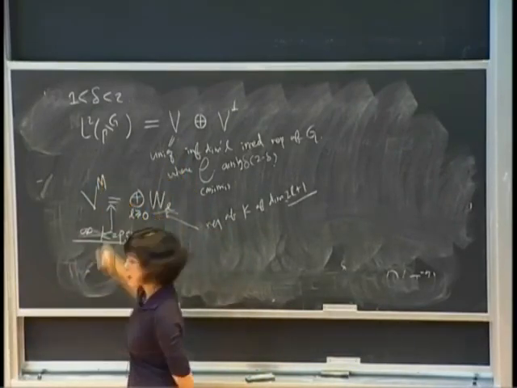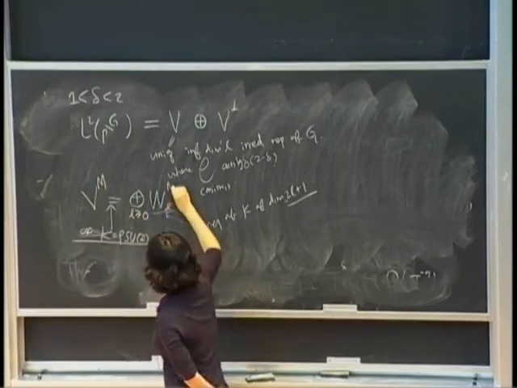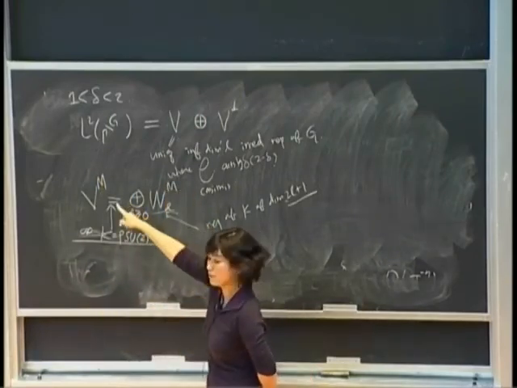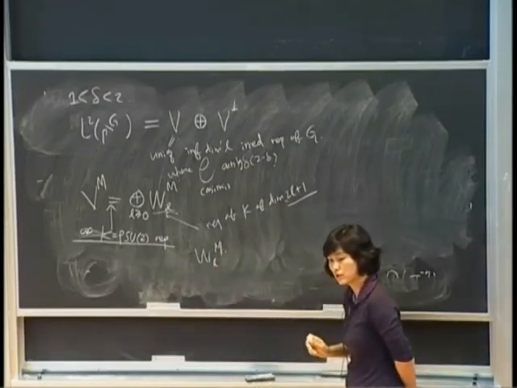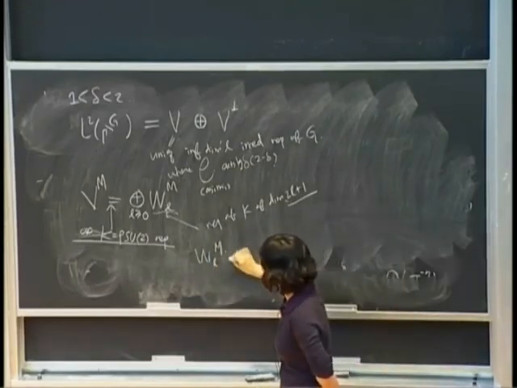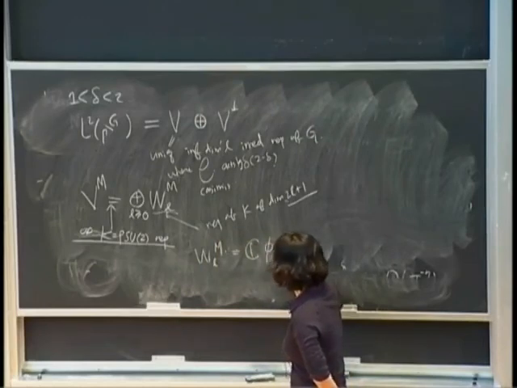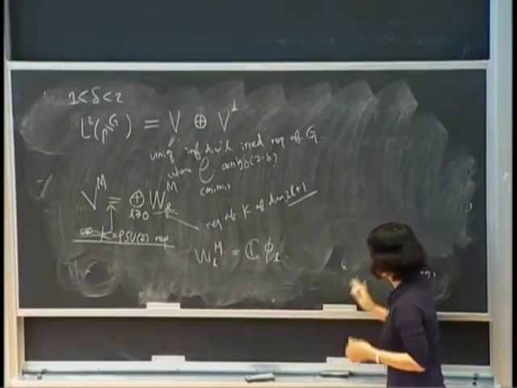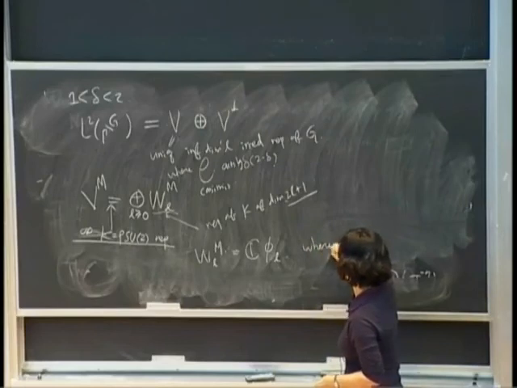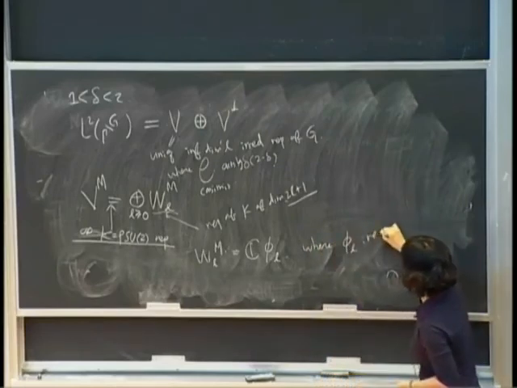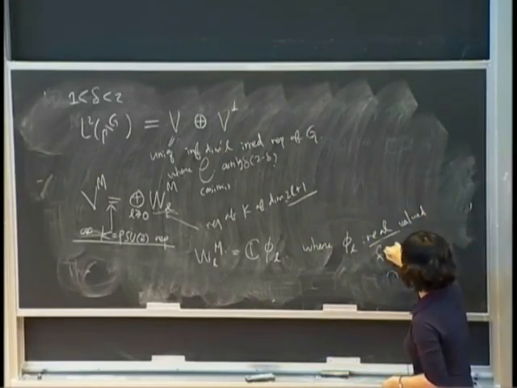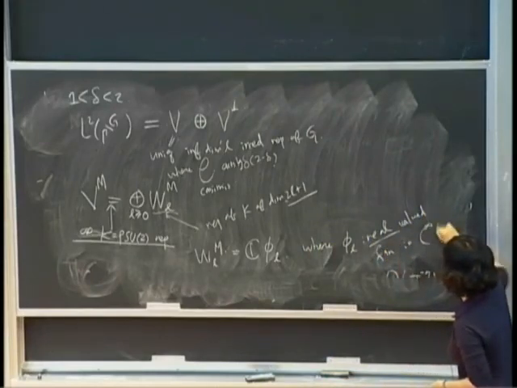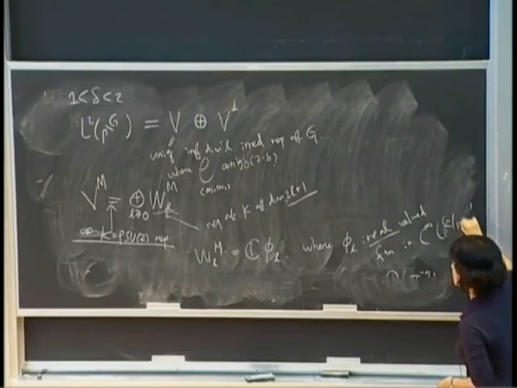But if I look at the M invariant vectors here, then things look better. So if I look at M invariant vectors, then W_L^M turns out to be one dimensional. And moreover, it is spanned by a real valued function psi of L, where psi of L is a real valued function, which is not obvious, in C infinity, say, of G over gamma over L.